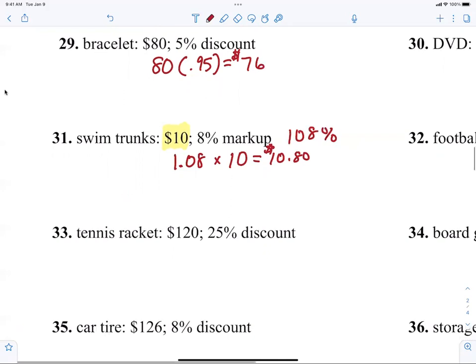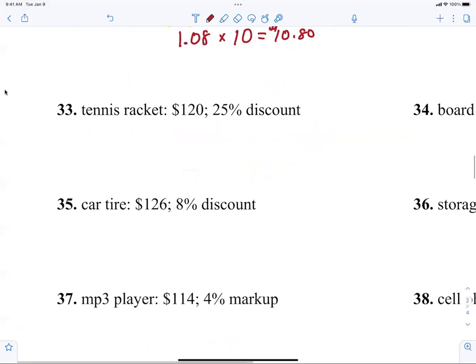Okay, Maggie, how do I do 33? So for 33, you do 120 times 0.75, and then you get 90. Now, my question to you, Ms. Clifton, did you get that? I'm still doing it. Okay, but did you understand what you are multiplying together? I did 120 minus 25.